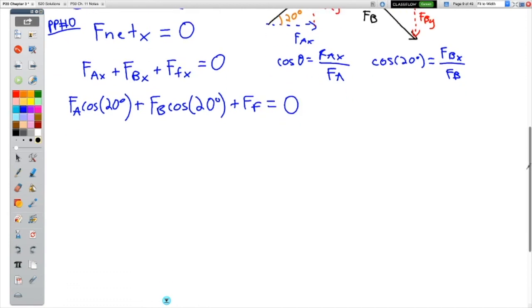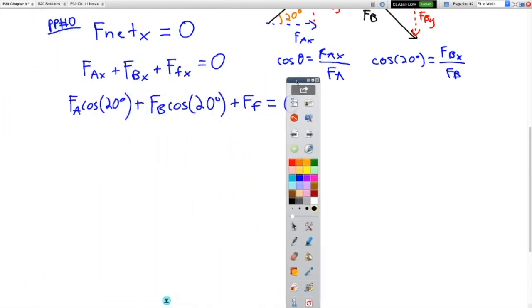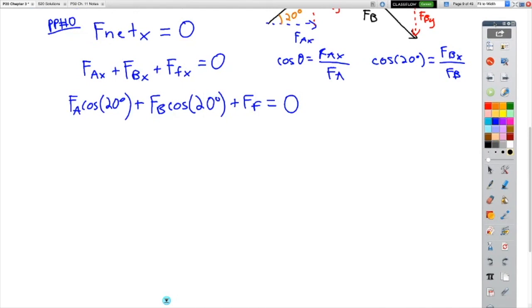Before we move on too much further, I just want to make a definition here. Because we always add vectors, it's just that some vectors will be negative in our coordinate system. So I'm going to define this direction as positive and this direction as negative. Looking at that, which are positive here? Is FAX positive? Is FBX positive? Or is FFX positive? Maybe all three, maybe none. Take a second and think about that.